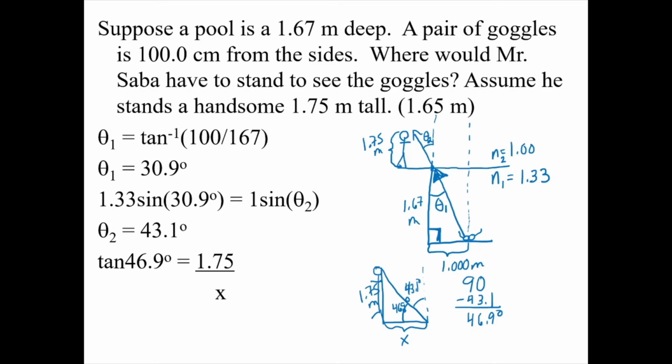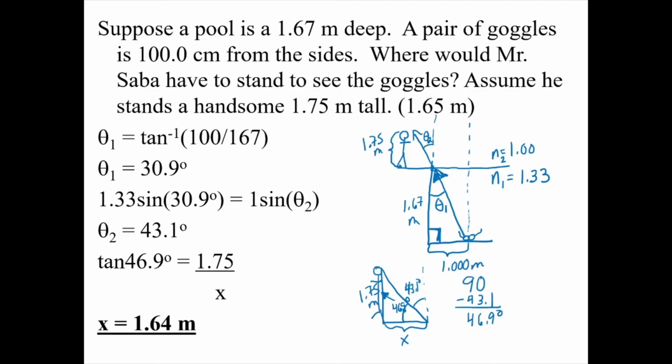Then we'll go back and use tangent again. Now you might ask, could we use a different trig function? Sure, you could. But you'd have to find that hypotenuse first, and it would just be messy. Tangent's actually the quickest way to do it. So the opposite is 1.75 meters, and the adjacent is x. So from this point out, it's just a little bit of trigonometry, a little bit of algebra, plug it into your calculator. And it turns out that if he stands 1.64 meters away, he'll be able to see the goggles.